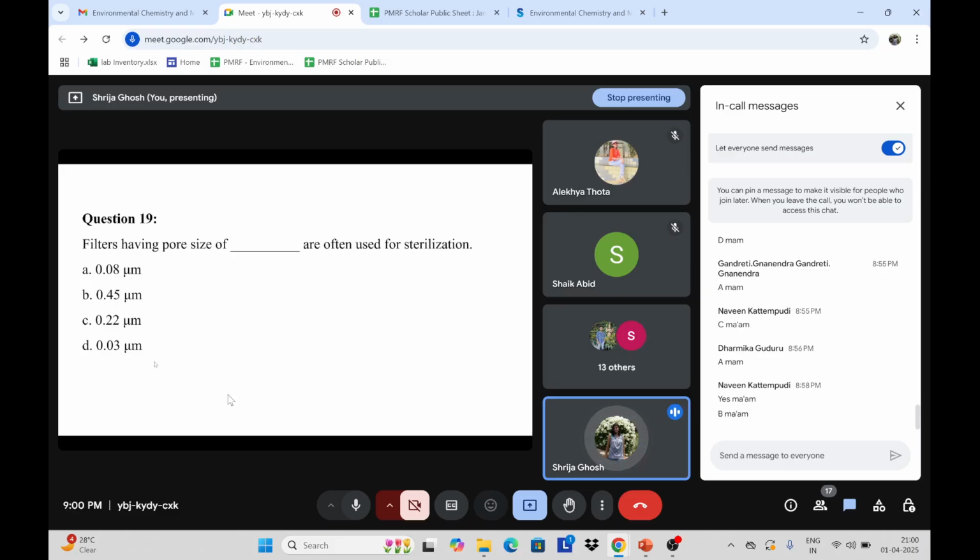Think of it in a way that the pore size has to be smaller than whatever you want to remove, so that it won't pass through the filter, it will be stuck over the filter paper. What should be the pore size? Okay. Naveen says option C, that is 0.22 micron. I have another option. Option A, 0.08 micron. Okay. Anyone else?